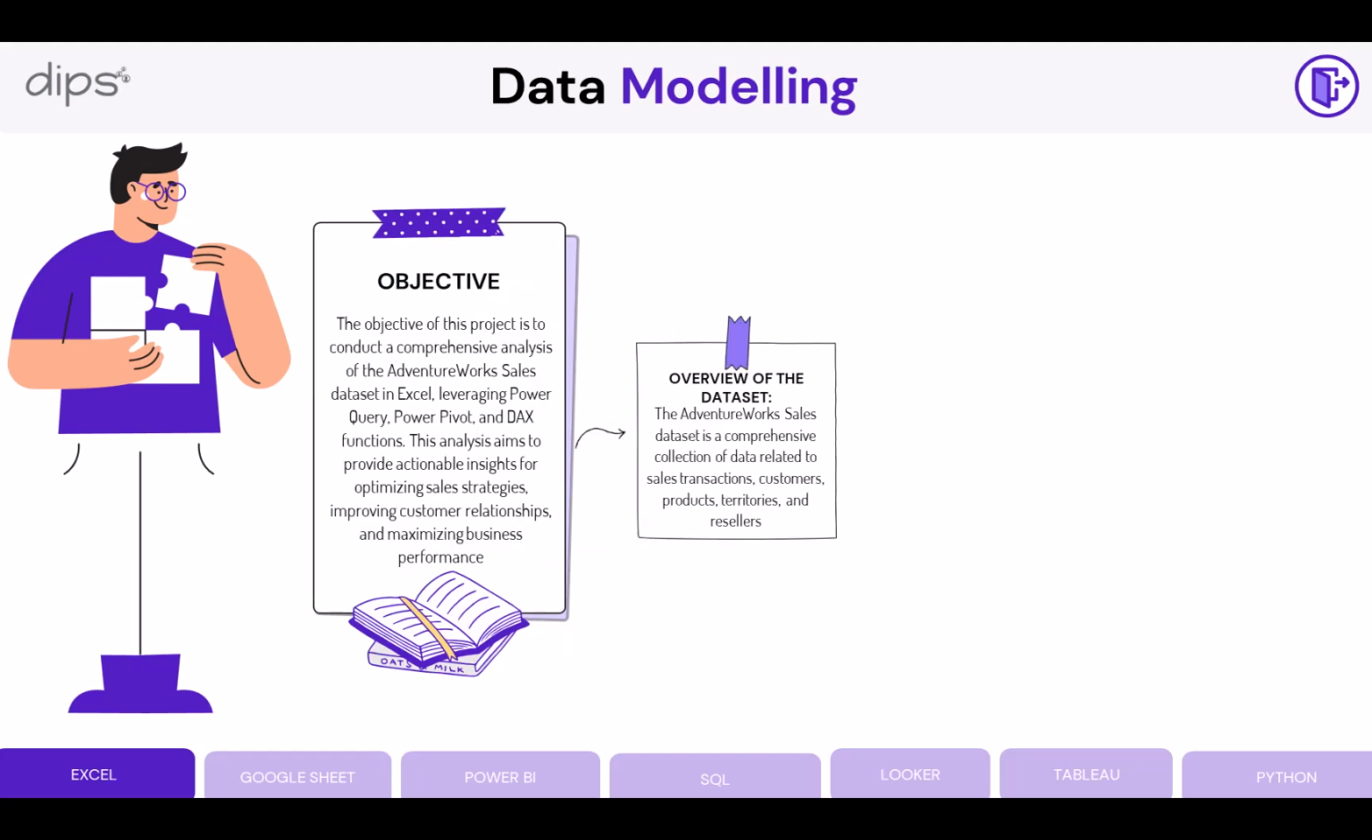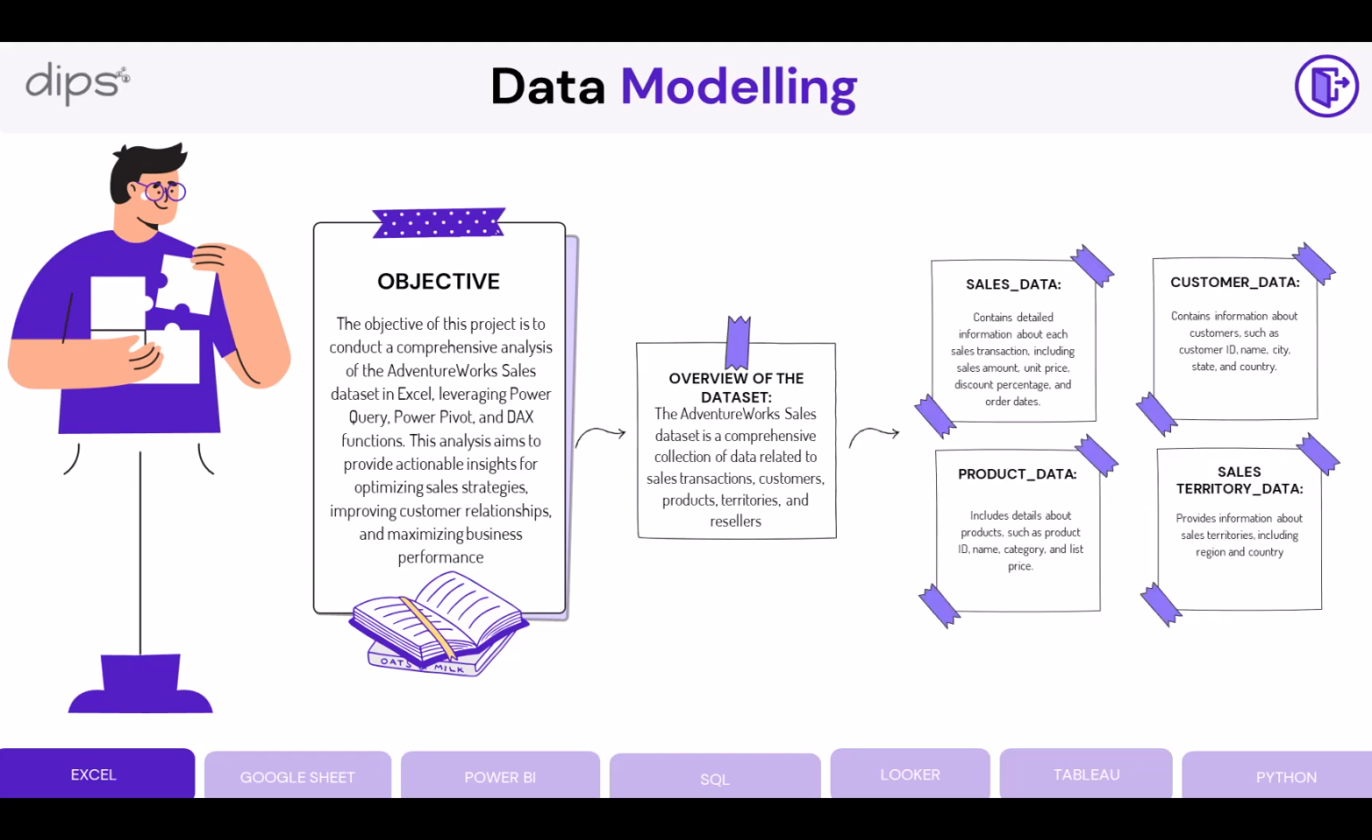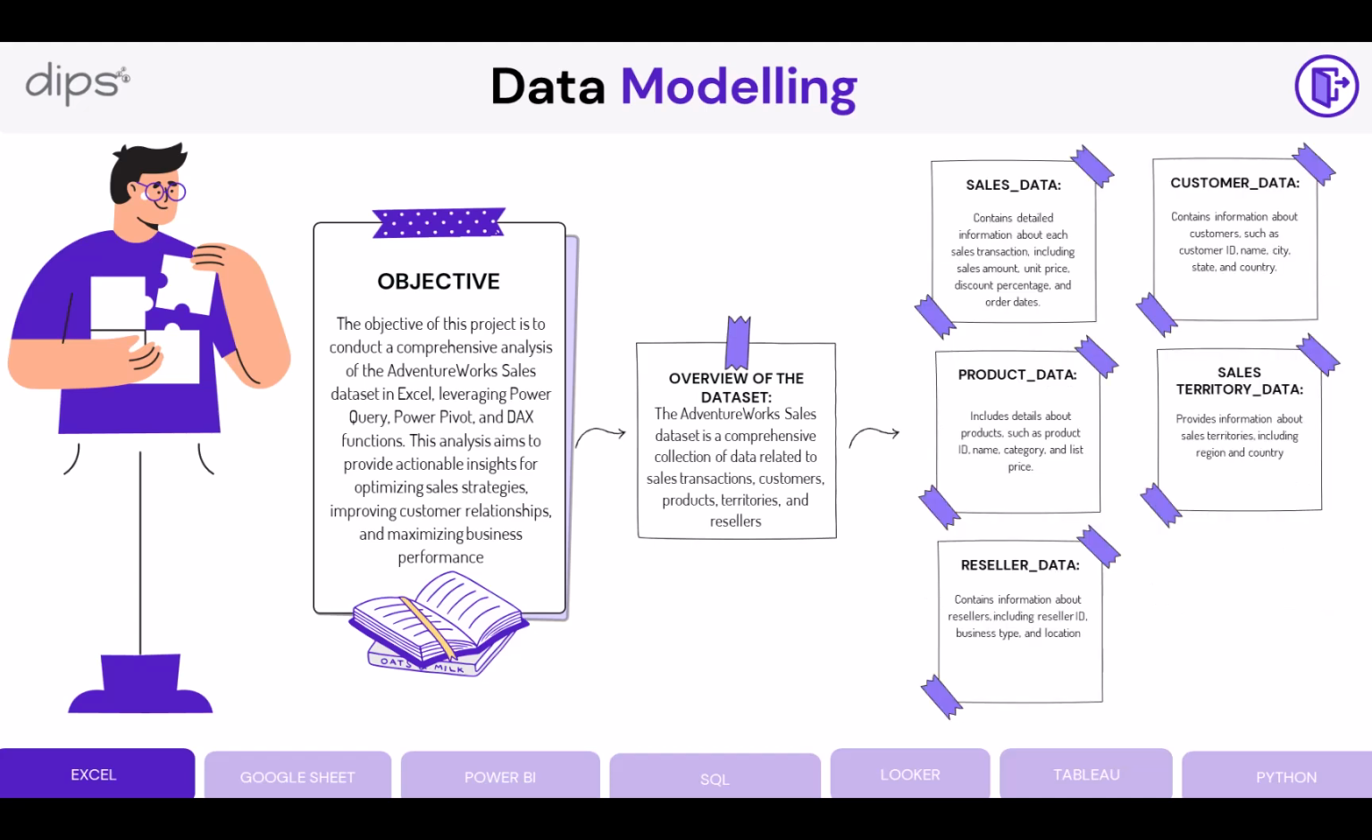Overview of the data set. To achieve these objectives, we work with the AdventureWorks sales data set, a comprehensive collection of data related to sales transactions, customers, products, territories, resellers, and dates. Key tables in the dataset include sales data, customer data, product data, sales territory data, reseller data, and date data. With a clear understanding of our data set, let's move into the structured approach.